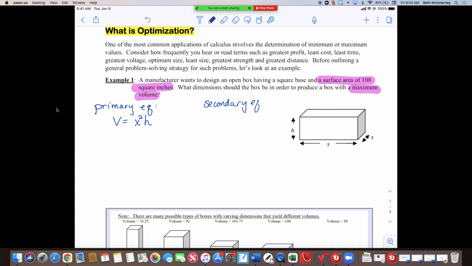My secondary equation, they're telling me information about the surface area. Well, my surface area would be, I have the bottom of the box, and remember, it is a square base. Even though it looks rectangular, it's supposed to be a square base. So then I have four sides, so the area is x squared plus 4xh. And that's my surface area. So I have a primary equation and a secondary equation. So now we're going to make a beautiful connection here to everything we've been doing.